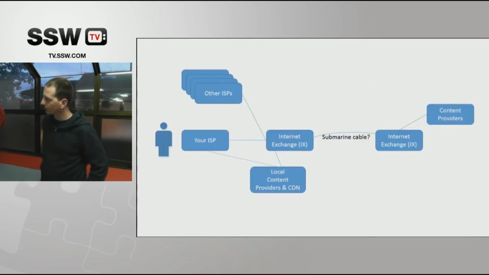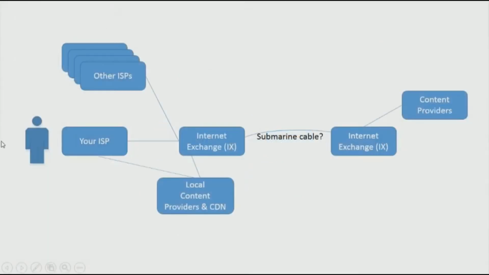So here's a summary of where we're at. You've got you over here. You connect to your ISP. Your ISP plugs into an internet exchange point, and at that point you can access other ISPs, or you can access local content providers.